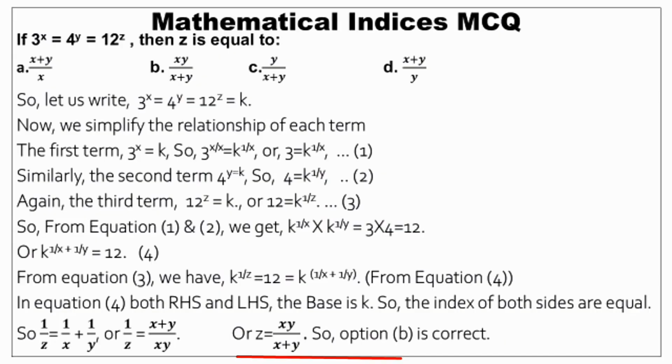So from the list of options, we find that this is option B. So option B is the correct option.